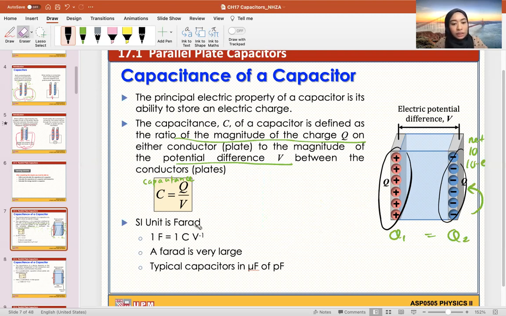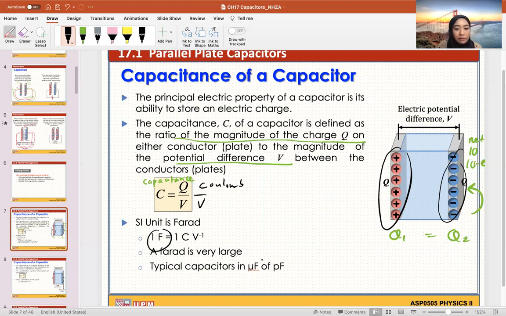So the SI unit is farad, with a capital F. It is also coulomb over volt. Let's just use farad, because this C is coulomb, and capacitance is a bit confusing. So capacitance is equal to Q over delta V, or just V, and it is in farad. One farad is very large.